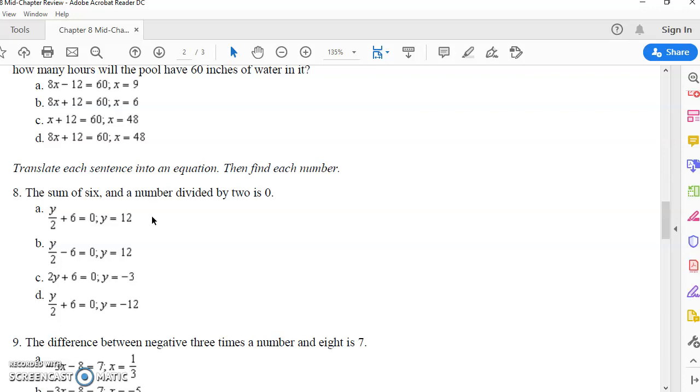If some of you are wondering why you couldn't start out with 6 plus y divided by 2, because you can change the order of addition, well, the answer choice A wouldn't be correct because you should have y as a negative versus y being a positive. But you can change the order of addition and your answer still will come out right.